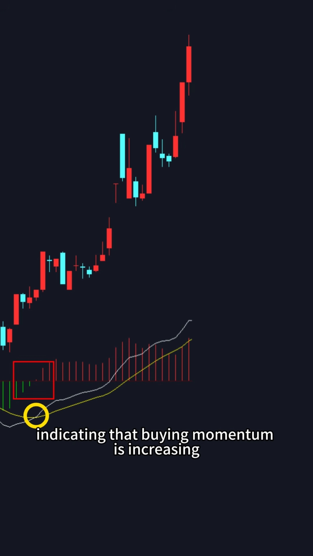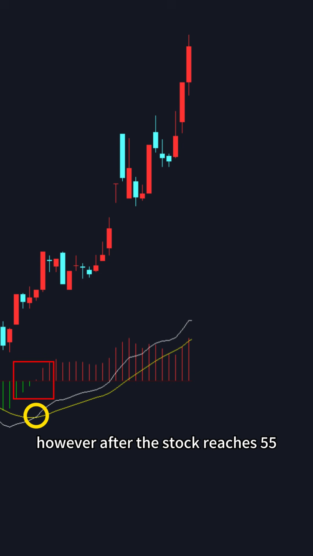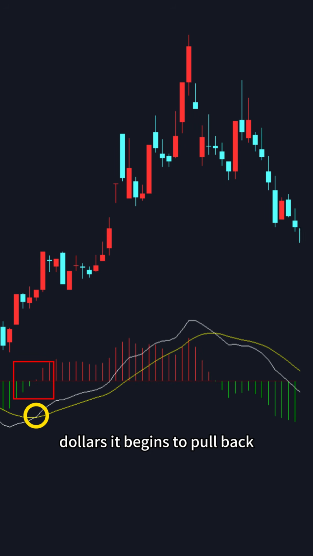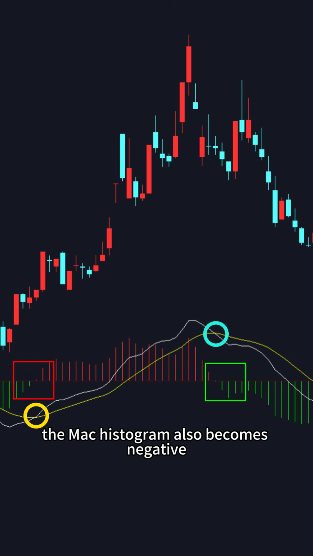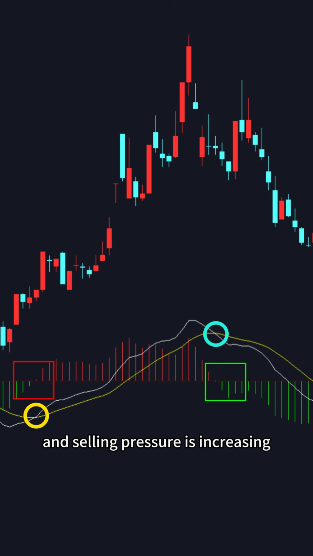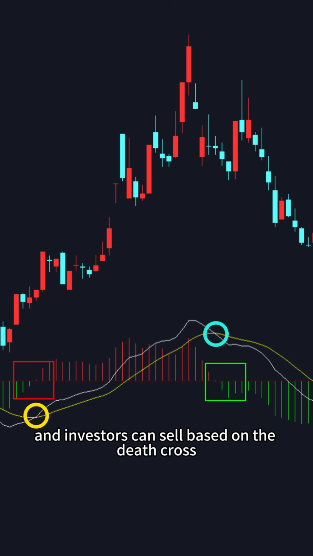A few days later, the stock rises from $45 to $50, and the MACD histogram turns positive, indicating that buying momentum is increasing. However, after the stock reaches $55, it begins to pull back. The DIF line crosses below the D line, forming a death cross. The MACD histogram also becomes negative, signaling that upward momentum is weakening and selling pressure is increasing. At this point, the stock enters a downtrend, and investors can sell based on the death cross.